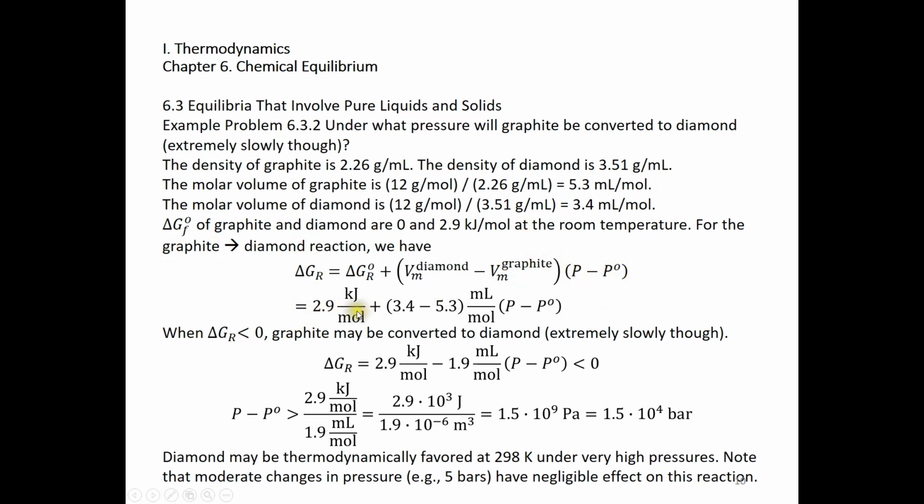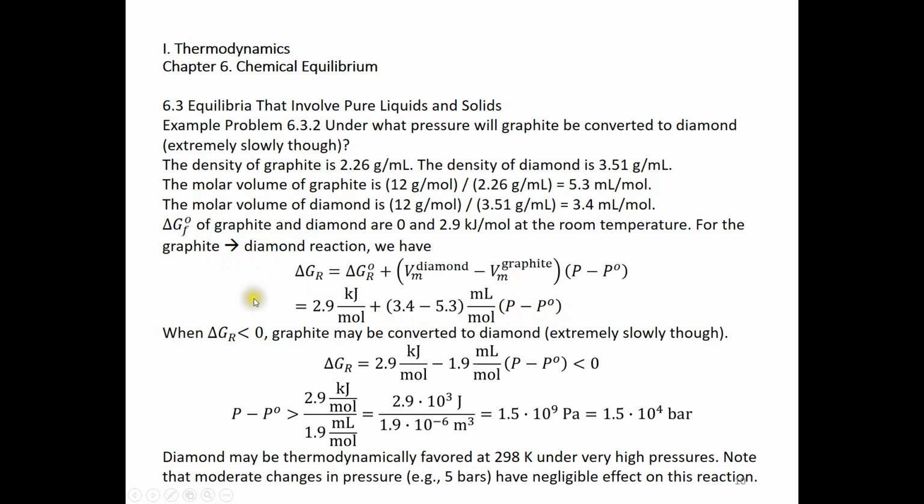Okay, 2.9 kilojoule per mole over here. This is the standard Gibbs energy of reaction. It's just diamond minus graphite. It's a positive number, 2.9, and we have the molar volume of diamond, molar volume of graphite. We put in the units and then times P minus P naught. So when does this happen?